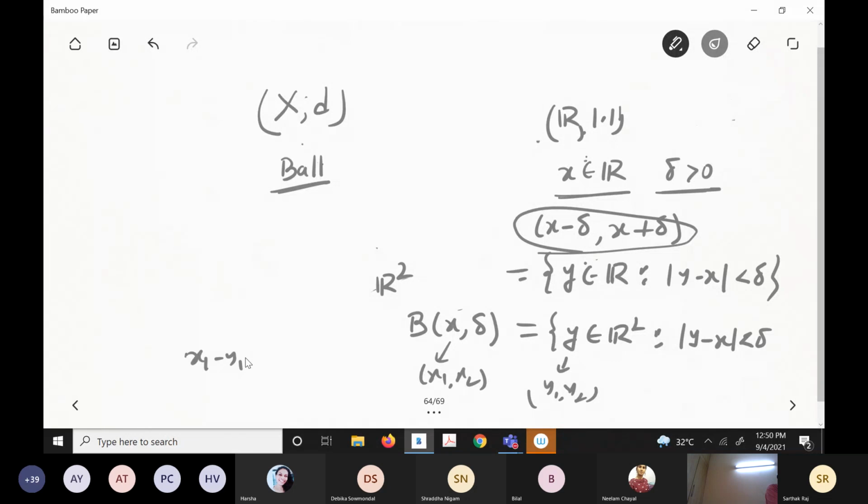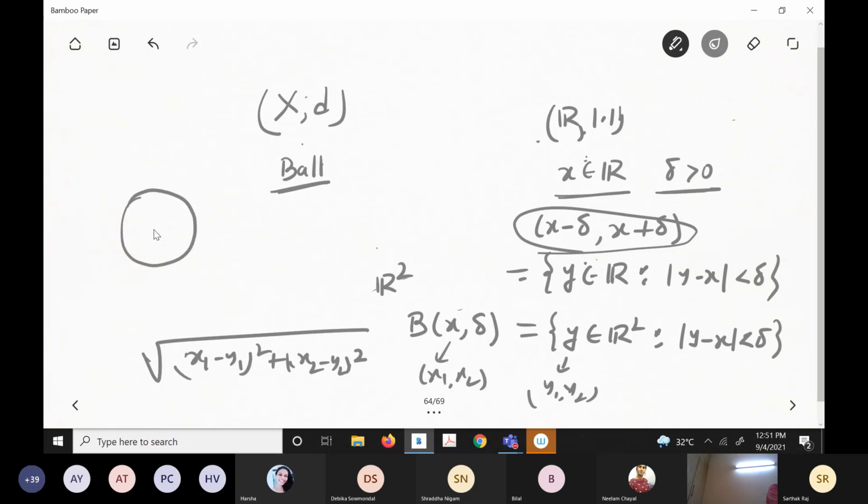is the square root of x1 minus y1 square plus x2 minus y2 square, right? That is less than delta. That will exactly give the ball. That means you will get something like this. This is your point x here, and this is your radius delta. So you will basically get all the points.